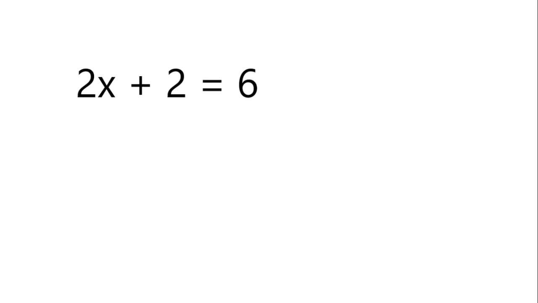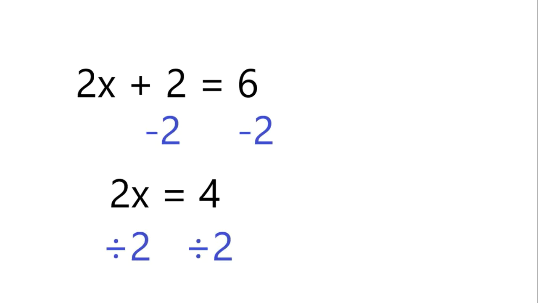Now I'll explain how adding two linear equations can solve a system of linear equations. Look at the following equation. To solve it, we should first minus 2 from both sides of the equation. Simplifying becomes 2x is equal to 4. Then we should divide both sides by 2, becoming x is equal to 2.